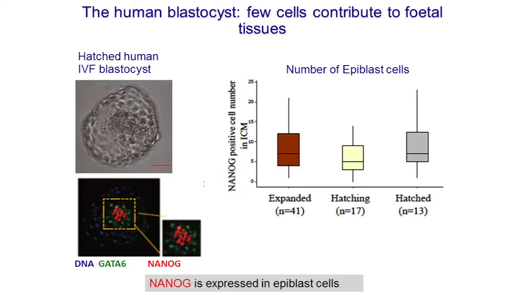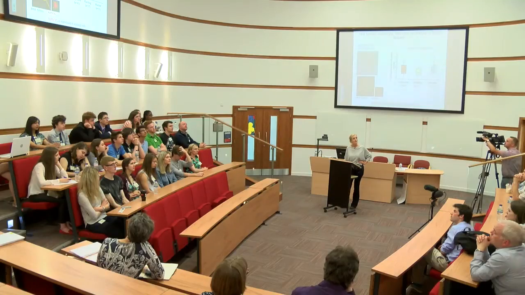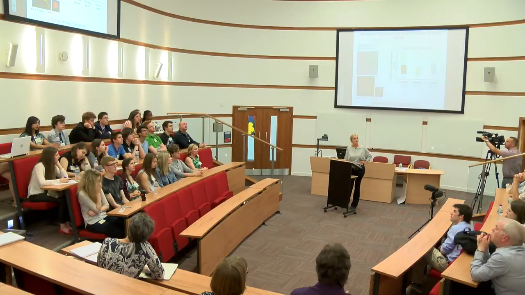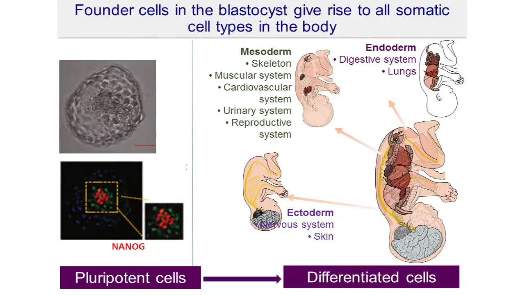And just to emphasize that, here's another fixed blastocyst with its epiblast precursors expressing nanog. What I want you to see here is in the hatched blastocyst, which is hatched from its outer shell and ready to implant, that contains a very small number of epiblast cells, between 5 and 12 epiblast cells, as you see here. So these babies are derived from a tiny founder cell population, and that gives rise to all of the cell types in the human body.